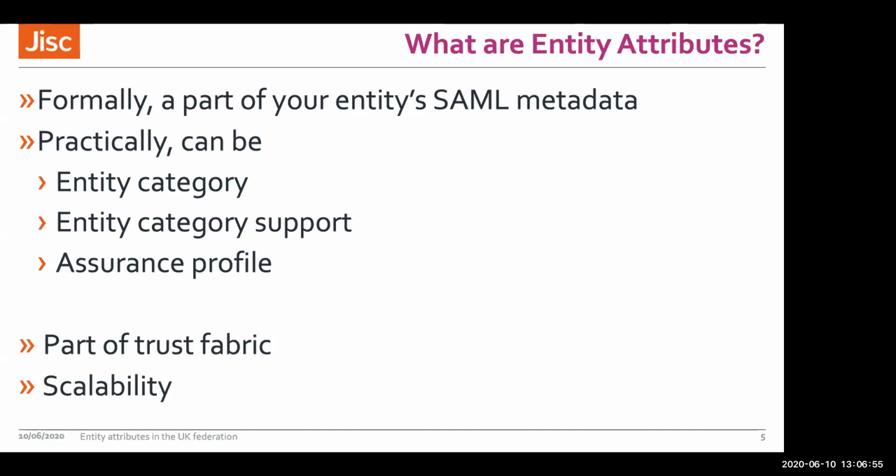So the entity categories, yeah, we can categorize entities into having those particular characteristics. There's also an entity category support, which is that a relying party of that entity recognizes, consumes that entity attribute, and changes its behavior because it sees that entity category. And the third entity attribute we see most of is the assurance profile.